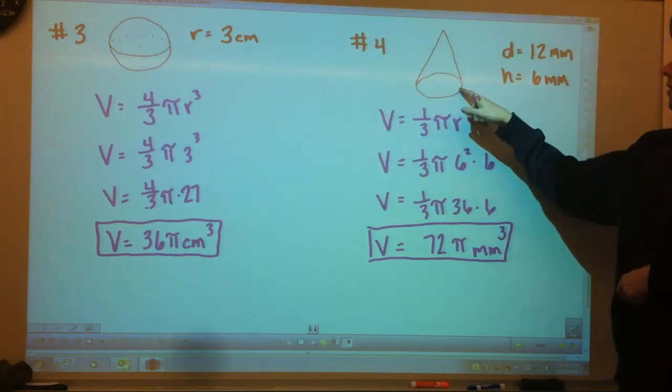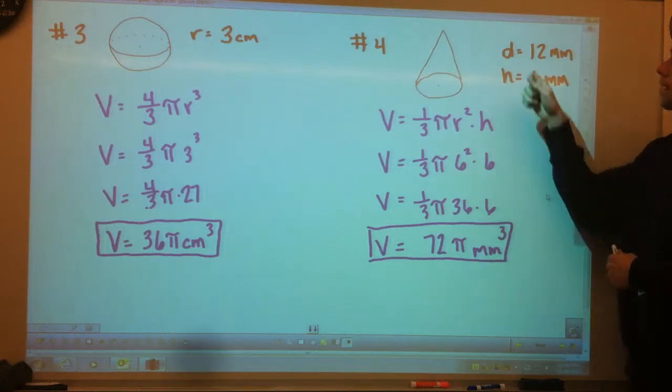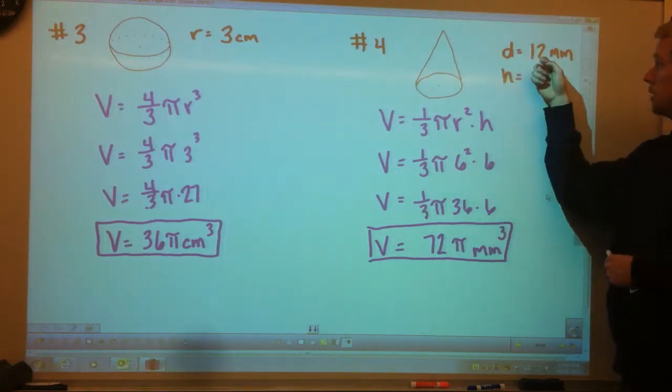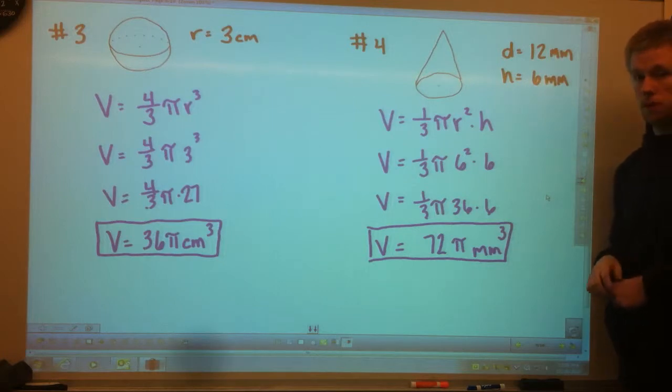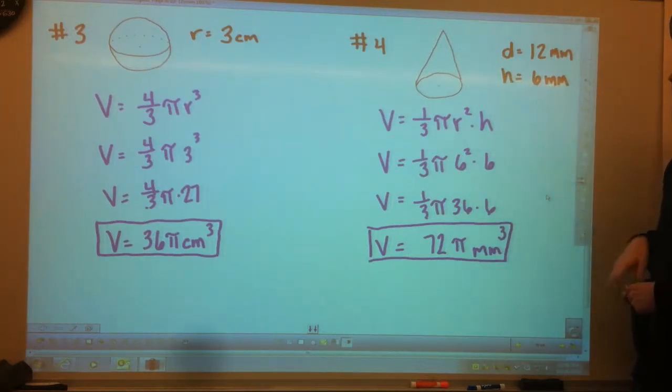A cone is given with a circle as its base, and all the points end up at the vertex. This time I did give you the diameter. My diameter is 12 millimeters. Millimeters are little tiny things on the ruler, and my height was 6 millimeters.